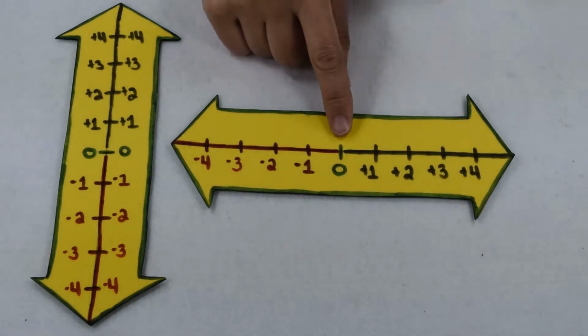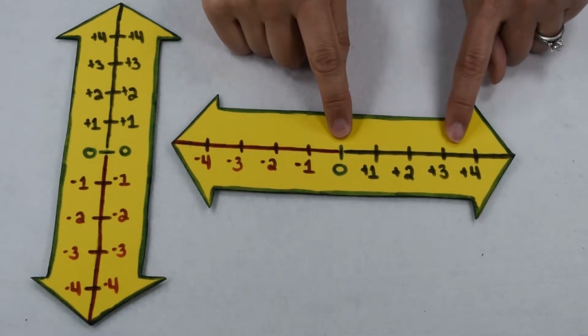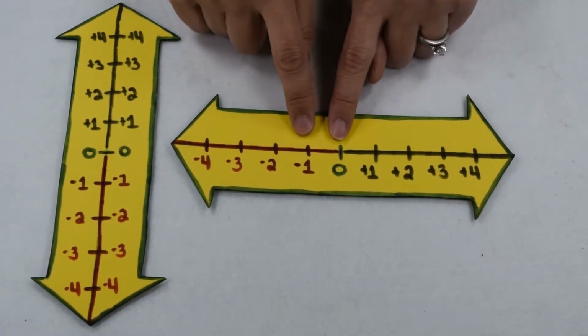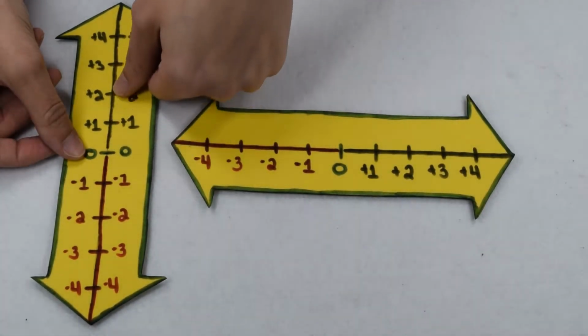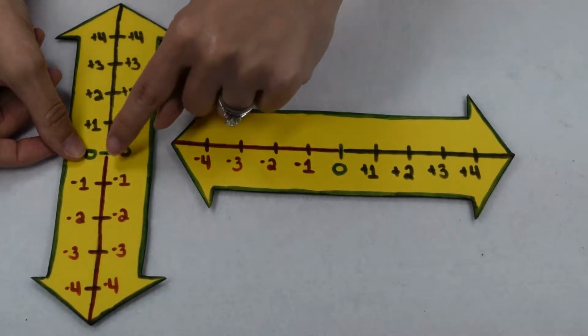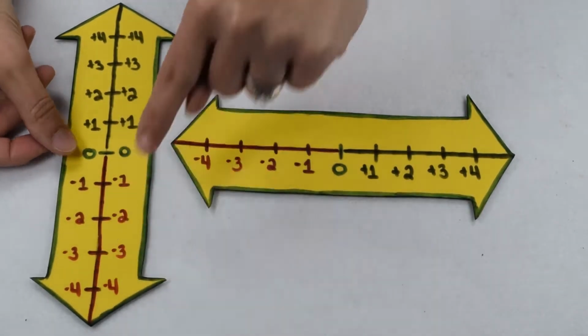When we're working on a horizontal number line, positive numbers fall to the right of 0 and negative numbers fall to the left of 0. On a vertical number line, our positive values fall above 0 and our negative values fall below 0.